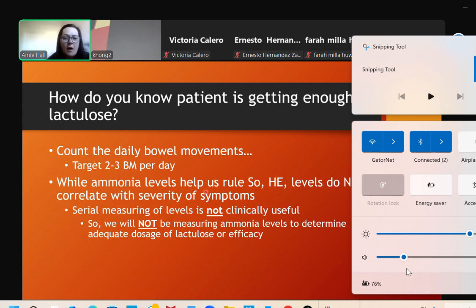All right. Ammonia levels only help us rule in hepatic encephalopathy when a patient has altered mental status. It does not correlate with how severe their symptoms are, and it does not correlate with how much better they're getting. All right. So the way you know you have enough lactulose is that the patient is having 2 to 3 bowel movements per day.